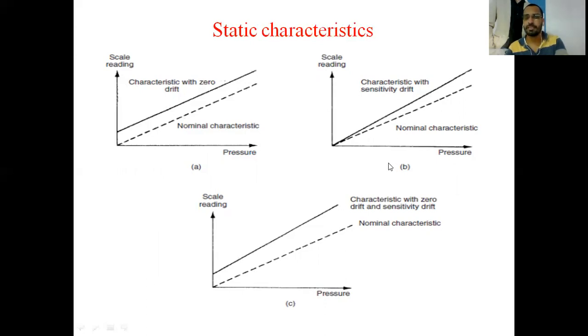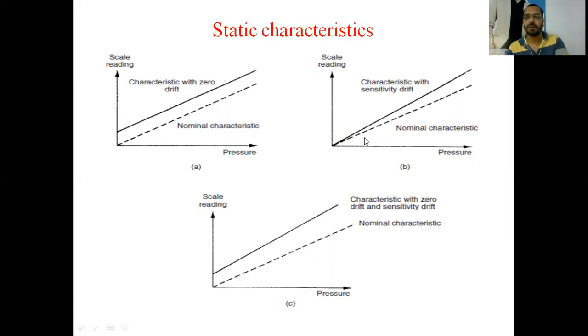Next is sensitivity drift. Sensitivity drift is what? The initial point starts from zero itself, but the change takes place gradually with the increase in result. For example, this is the nominal characteristic, but you see that this dark line is diverging from this nominal characteristic line. It means this is a variation which gradually increases with the result.